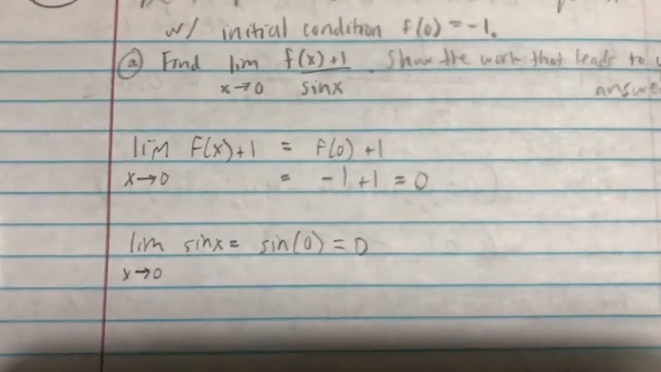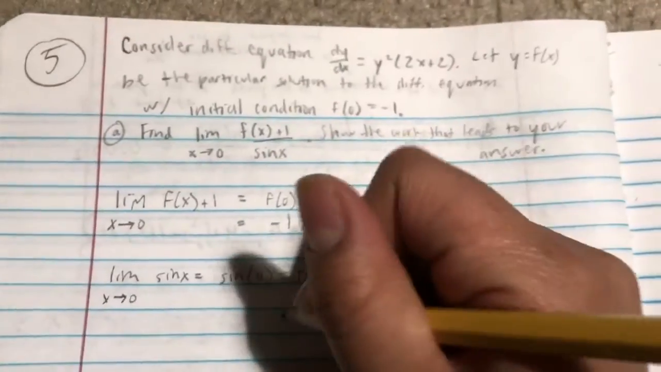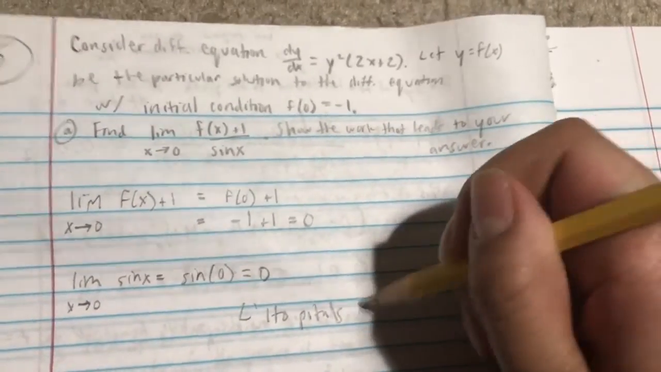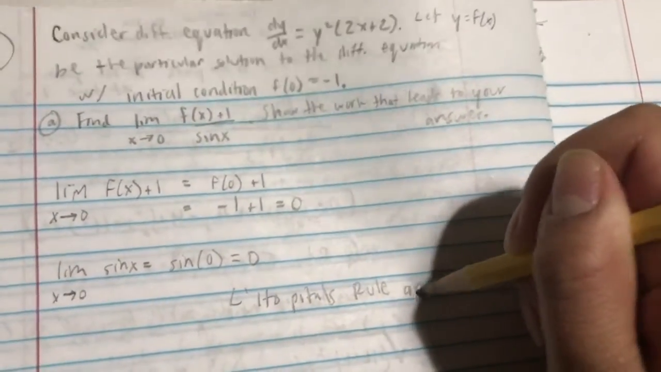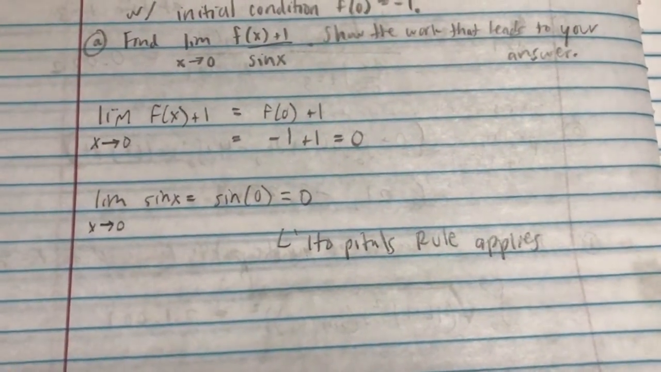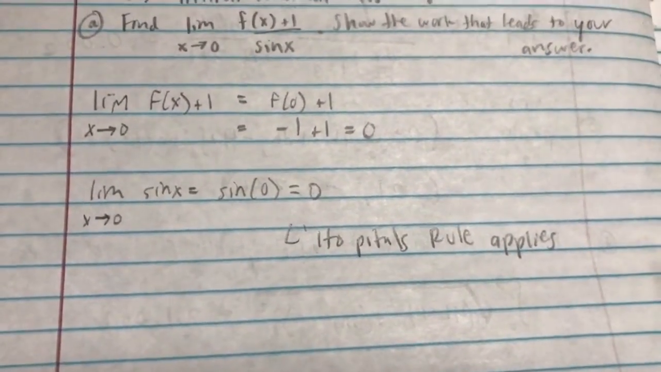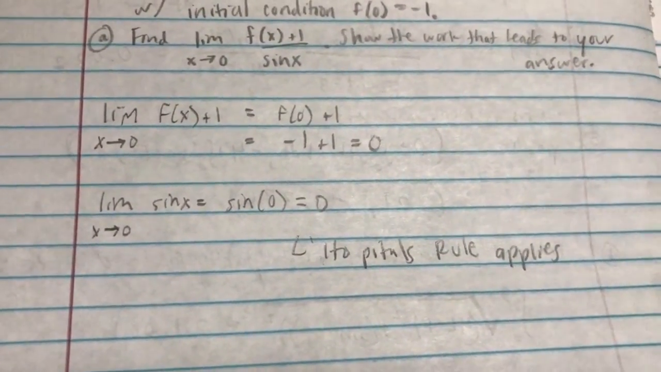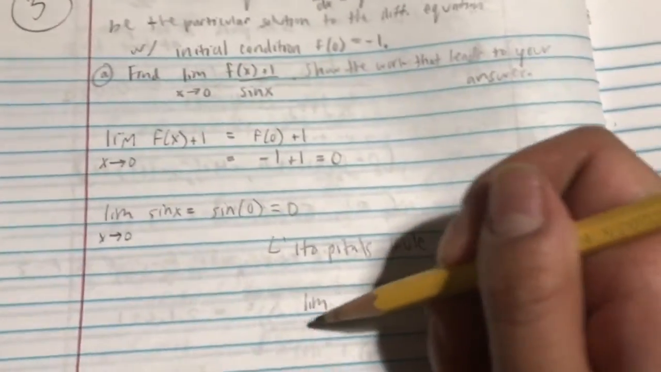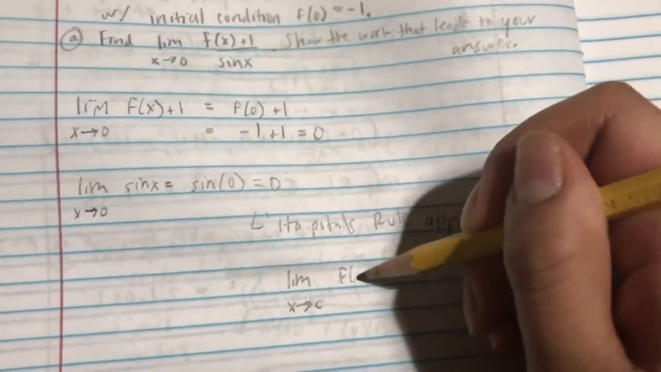And because both the numerator and denominator are 0, that's an indeterminate form, which means that we can use L'Hopital's rule to further evaluate this problem. L'Hopital's rule basically states that if a limit produces an indeterminate form, which is 0 over 0 or infinity over infinity, then you can differentiate both the numerator and denominator to further evaluate that limit.